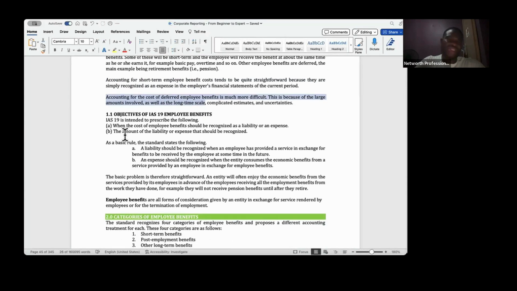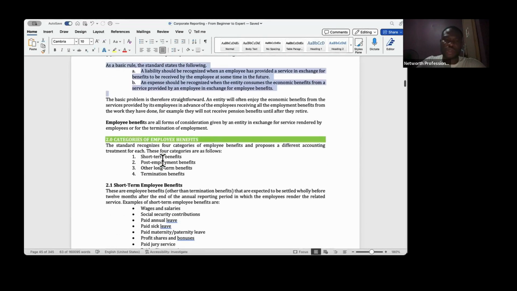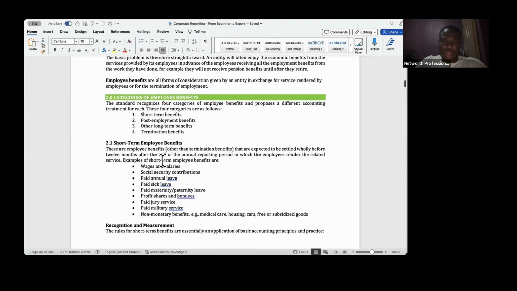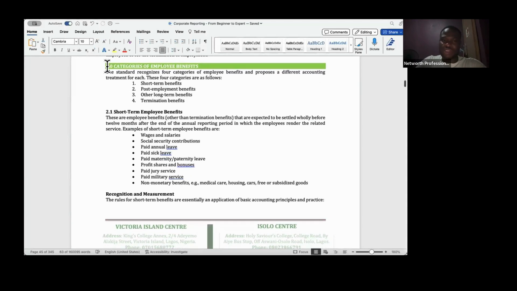Majorly, employee benefit is always recognized as staff costs in your P&L as an expense. The other leg would be a liability if they have not paid it. But let's go into it properly. Nobody will ask you the definition of employee benefits in the exam.